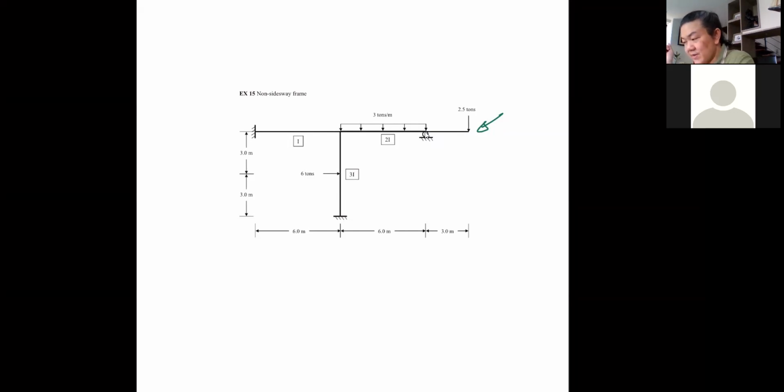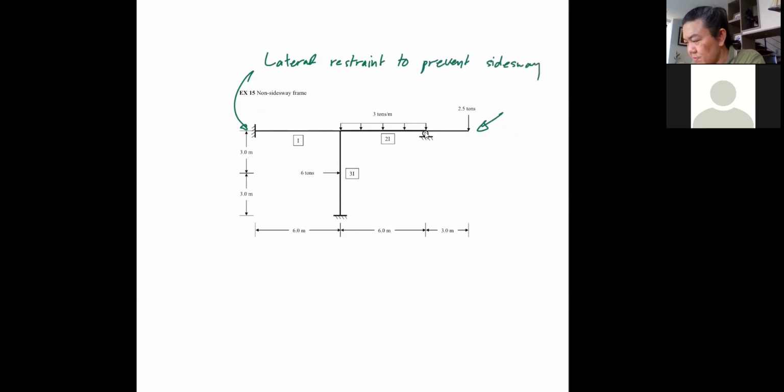Okay. So what we need to understand from this situation, I'm just going to go over it very quickly, because it's not difficult. We have the lateral restraint to prevent side sway. So we can safely say that the moment that occurs in this structure will be due to the load and the joint rotation. And we can proceed to use moment distribution to solve this structure right away. So no moment due to side sway.